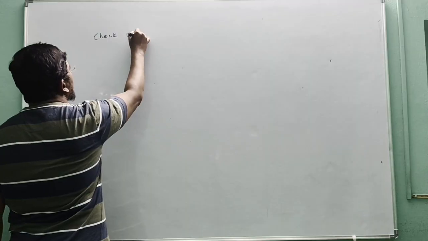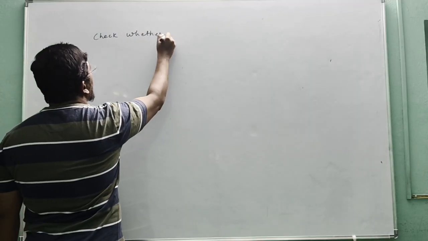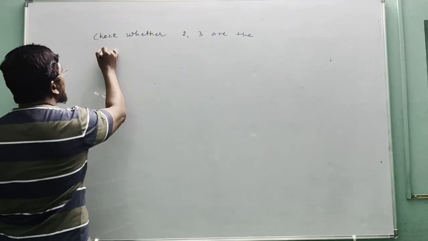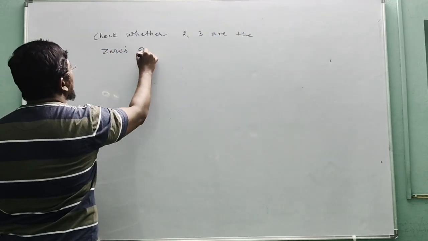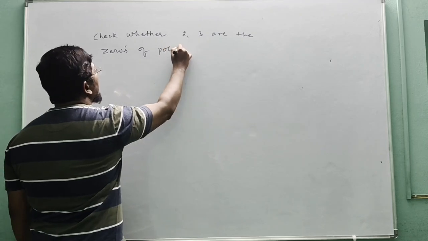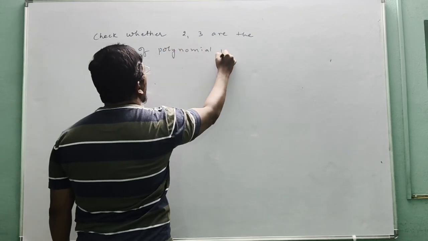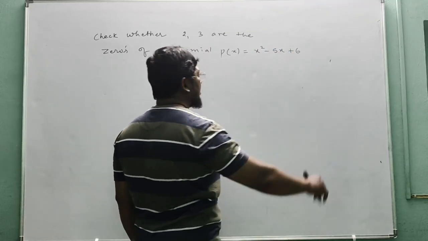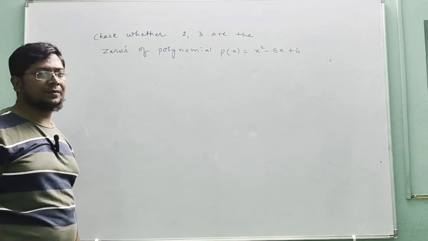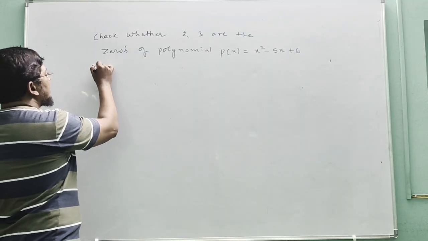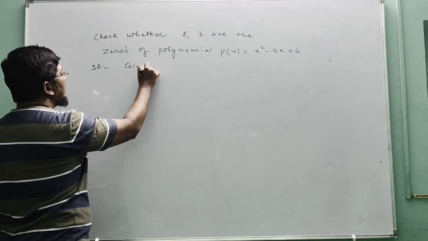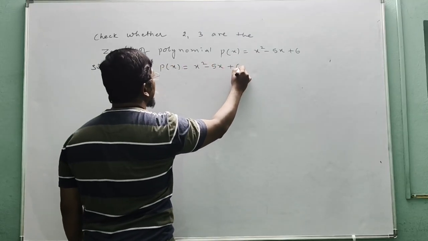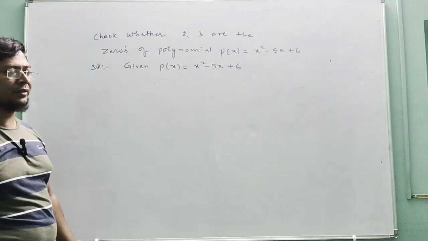Check whether plus 2, comma, plus 3 are the zeros of the polynomial P of x is equal to x square minus 5x plus 6. What is the first step? First step, we should write the given P of x is equal to x square minus 5x plus 6. Given polynomial equation we have to write.